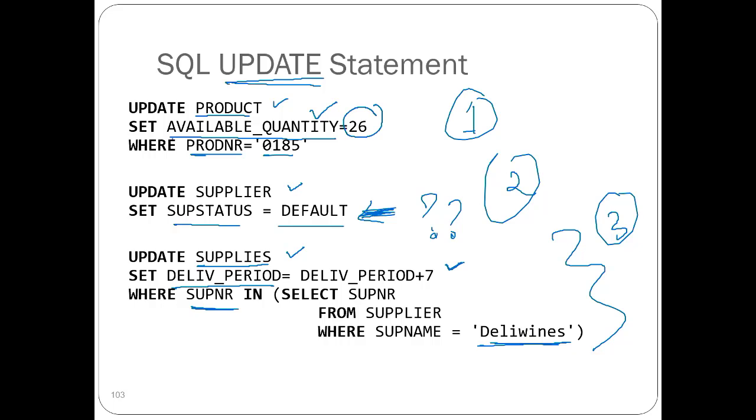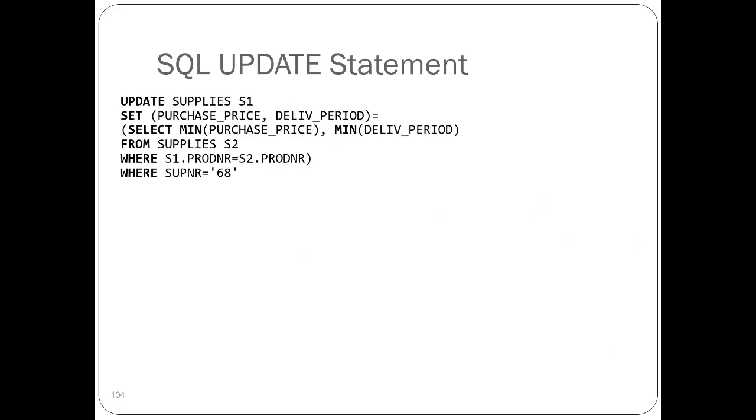Good. Let's look at one more example of update. What are we doing here? Well, this is probably the toughest of the updates that we have seen. We want to update what? Supplies S1, and how do we want to update that? Well, we want to set the purchase price and delivery price for supply S1, and that is being set by the values that we are getting from this subquery.